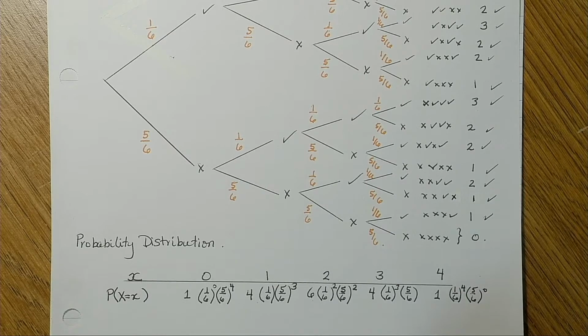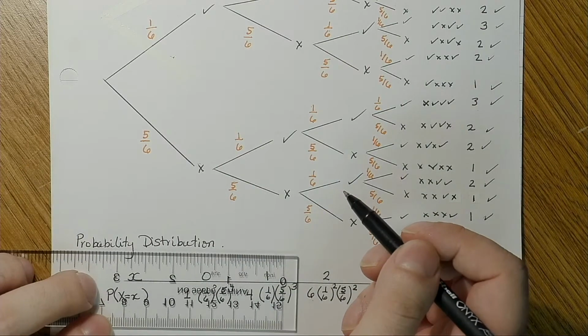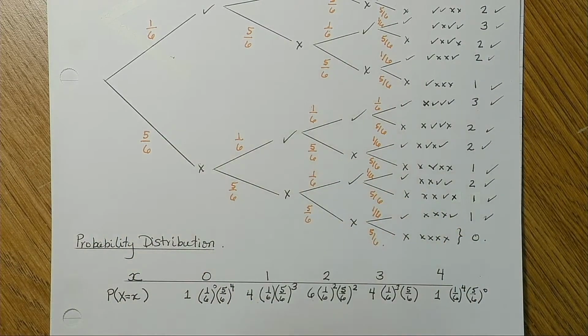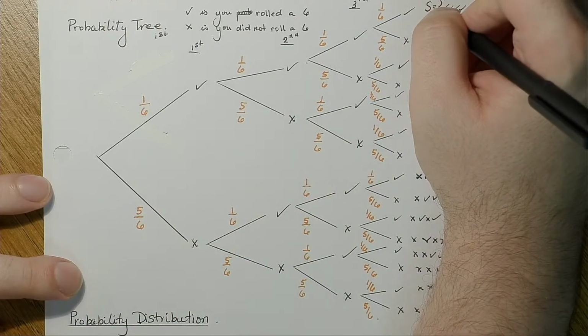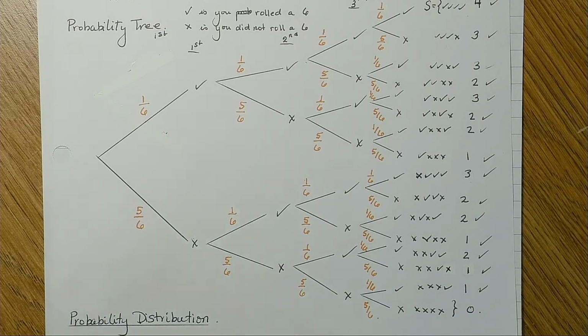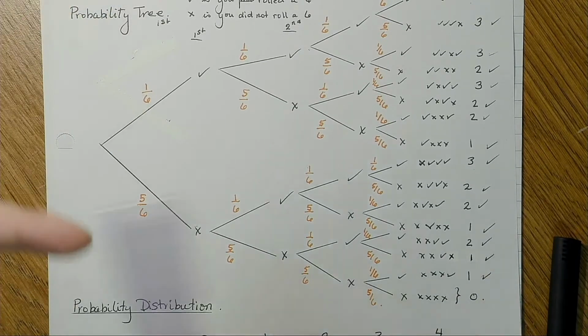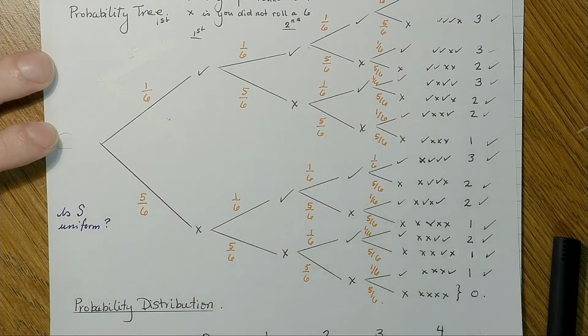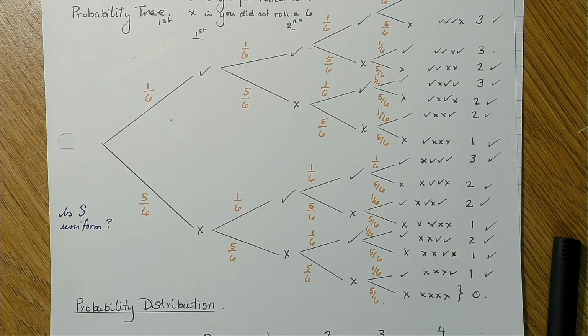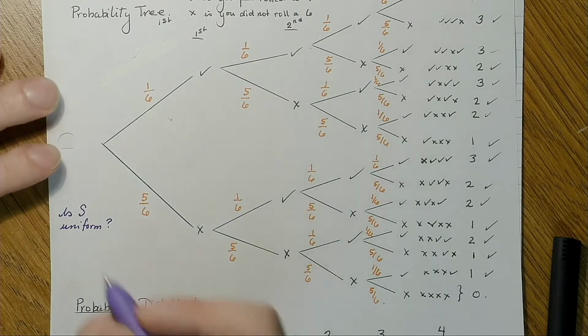And notice that I didn't have to do any extreme calculations here. I can just leave it like this. So I've come up with the probability distribution. Here's a question, though, I should ask. Is this sample space uniform? That's right, no.